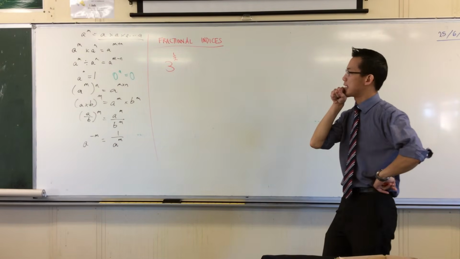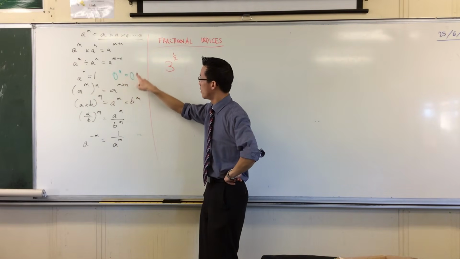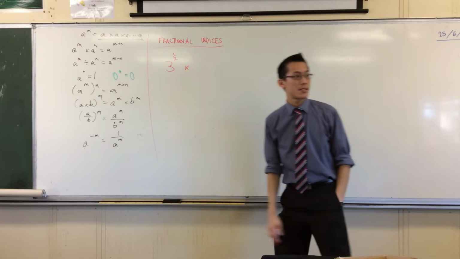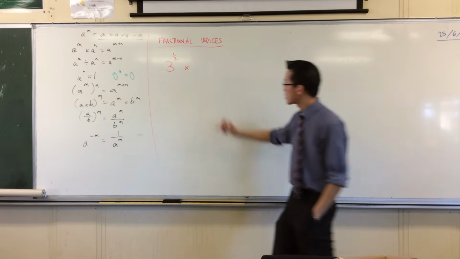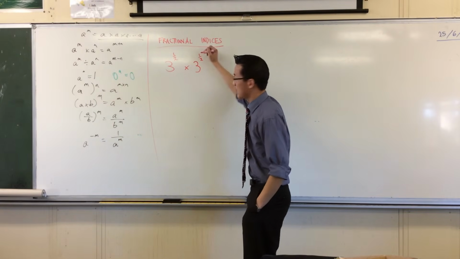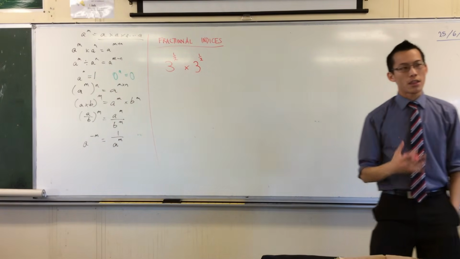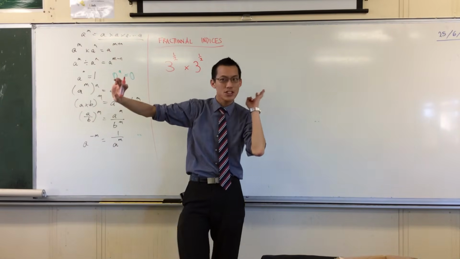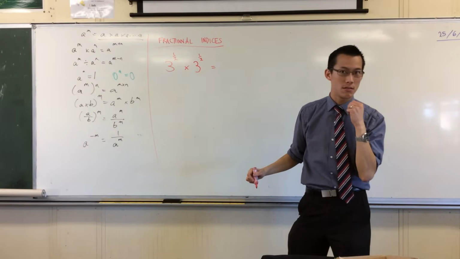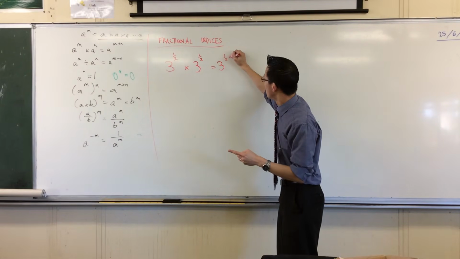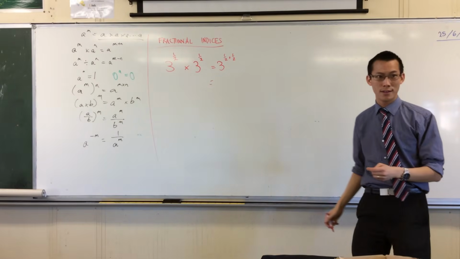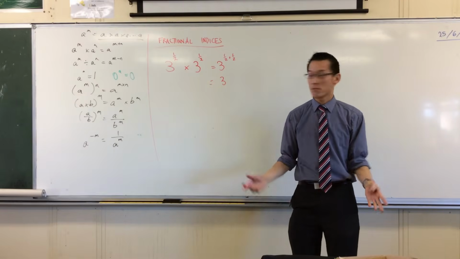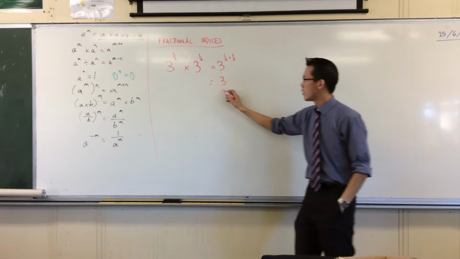Let's go with the first one, the very first one, the simplest one. If I were to multiply this number by another number with the same base, for the purpose of illustration, I'm going to make the power the same as well: 3 to the power of a half times 3 to the power of a half. According to this first law that we established ages ago, what should I do to the indices? I should add them. Well, what's a half plus a half? It's just 1. 3 to the power of 1 is just 3.